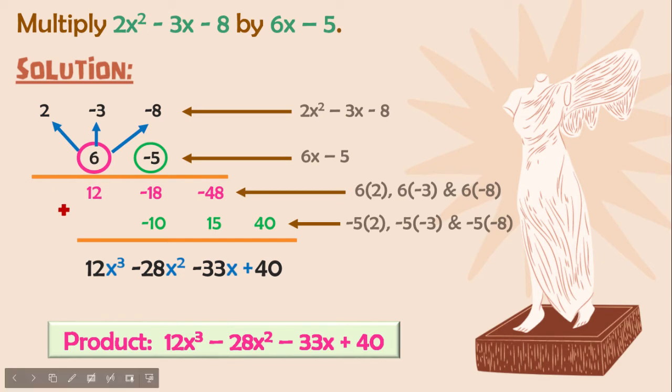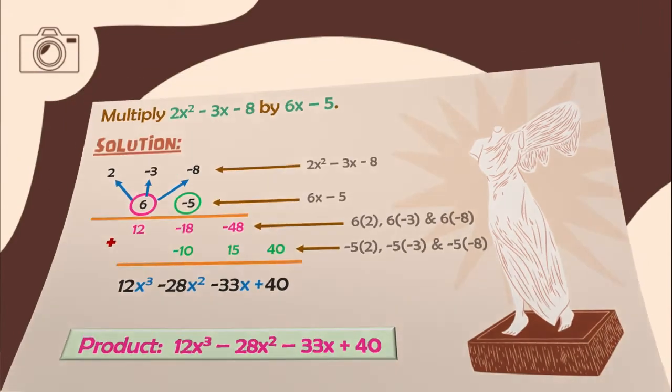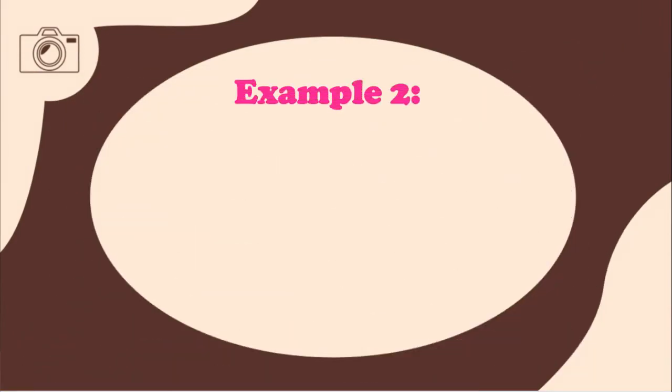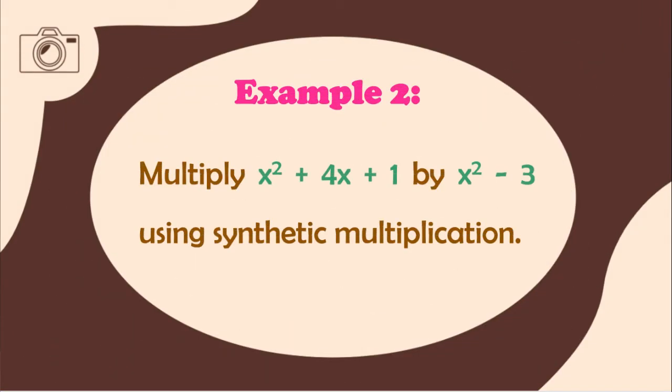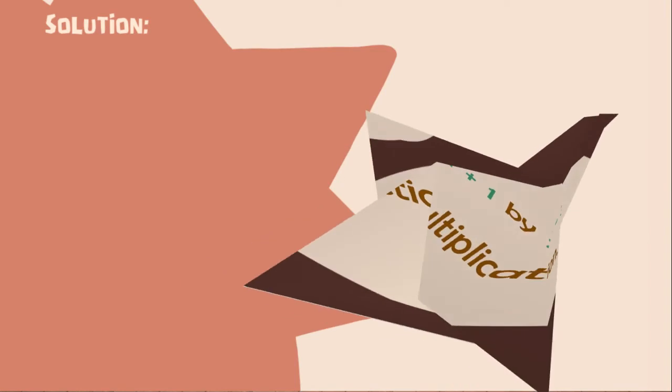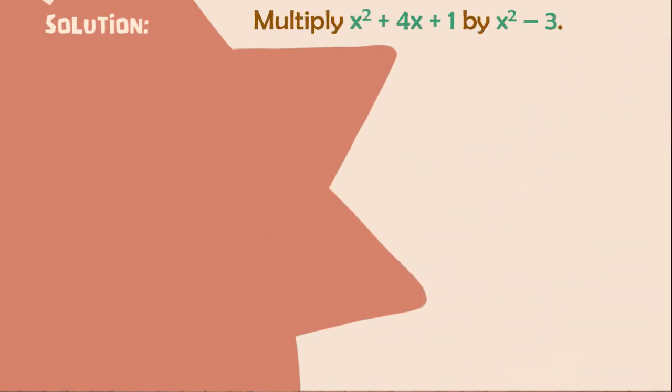Now, let's have another example. Multiply x squared plus 4x plus 1 by x squared minus 3 using, again, synthetic multiplication. So let's have the solution to this.